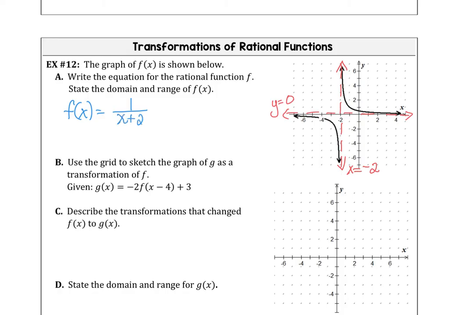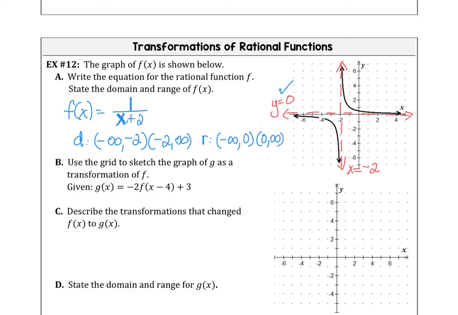And when the power in the denominator is bigger than the power in the numerator, y equals 0 is the horizontal asymptote. And our numerator has x to the 0 power. The denominator has x to the first power. So that verifies our horizontal asymptote. The domain of our function is all reals except -2. And the range of our function is all reals except 0.